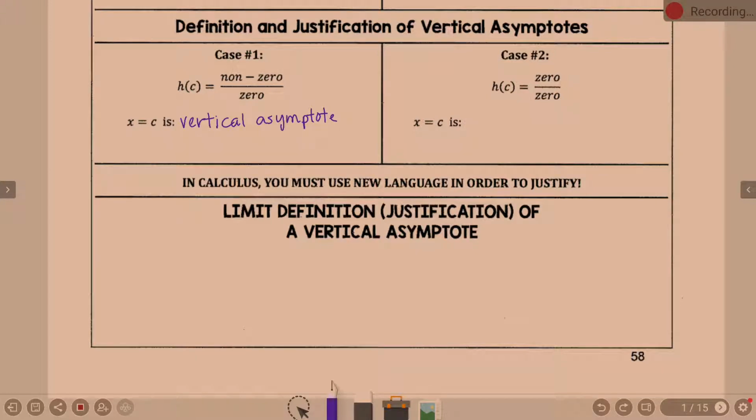Case 2, 0 divided by 0. I know we call that the indeterminate form, but the idea is if you're plugging a number in and you get 0 on top and 0 on bottom, that's something that could cancel. So this is representative of a hole. What I have is the location of a hole, or point discontinuity.